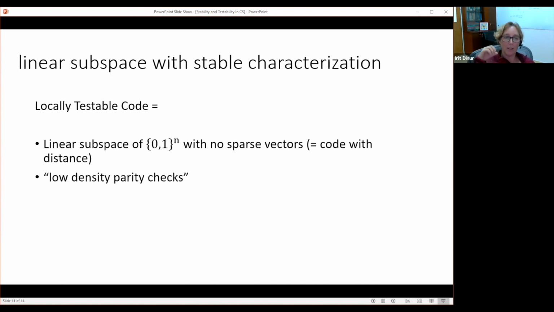The set of vectors that is orthogonal, inner product 0, with all these parity checks is equal to your code. Okay, that's very easy to do. If you select a bunch of random parity checks, you will get a very good code with good distance and so on. So what is the extra sauce that we are missing? We want these parity checks to give us a stable characterization of the subspace.